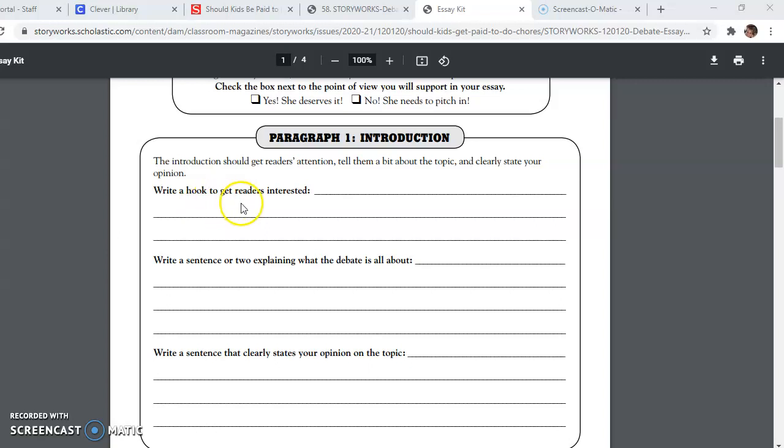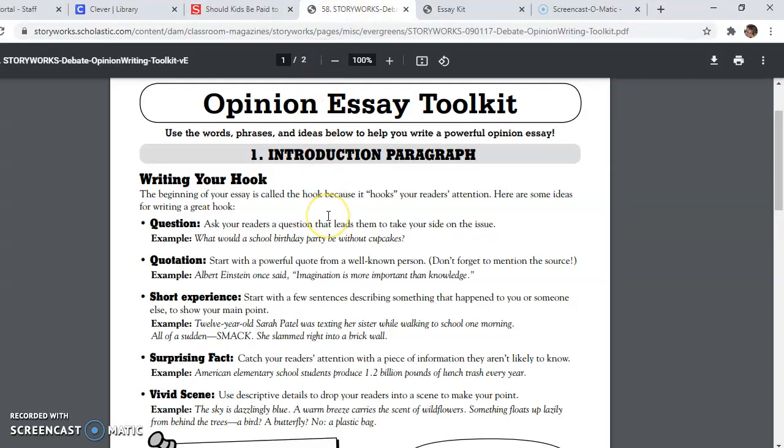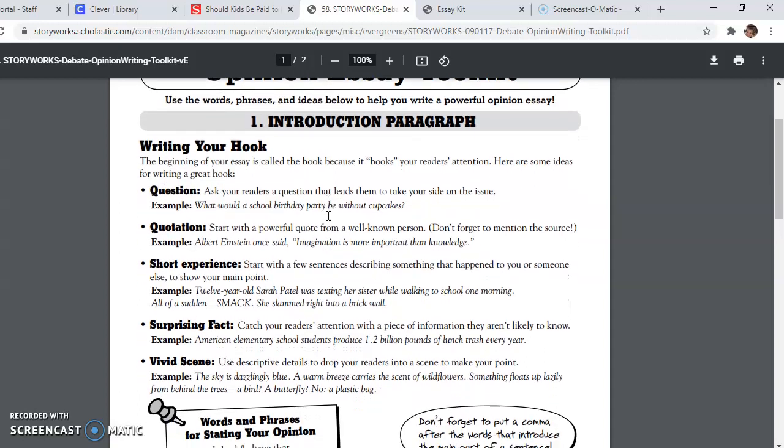You're going to write a hook to get readers interested. So I've also put this in there. Now, we've looked at this before, but we're going to review this because it's something that we can always go back to. When we're writing a hook, there are several ways to do that.